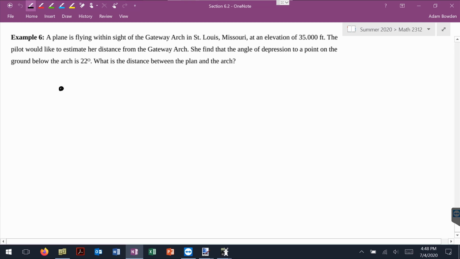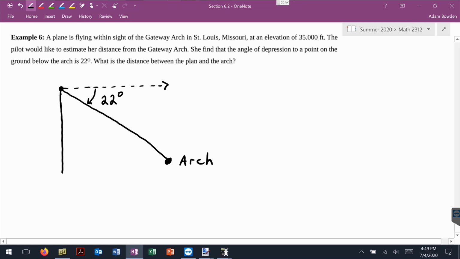Okay, so to illustrate this, we think of the plane as just flying straight horizontal. Makes things easy. But we're measuring the angle of depression downward to this location on the ground. And so that angle of depression downward is 22 degrees. So what we'll do here is construct a right triangle from this information. We'll just consider the ground as level in this place, so we can make a right triangle out of it.